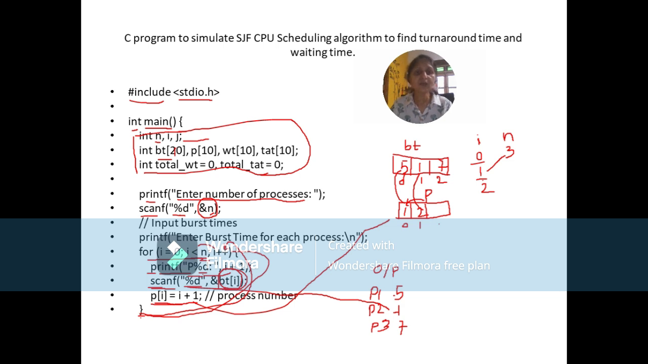And also at subscript 2, because of this P of I statement, at BT of 2, we are storing the process number. What is the process number? 3. So this for loop is only to accept the burst time of the processes, and as the user enters the burst time, we also maintain the records of process numbers in our T array.